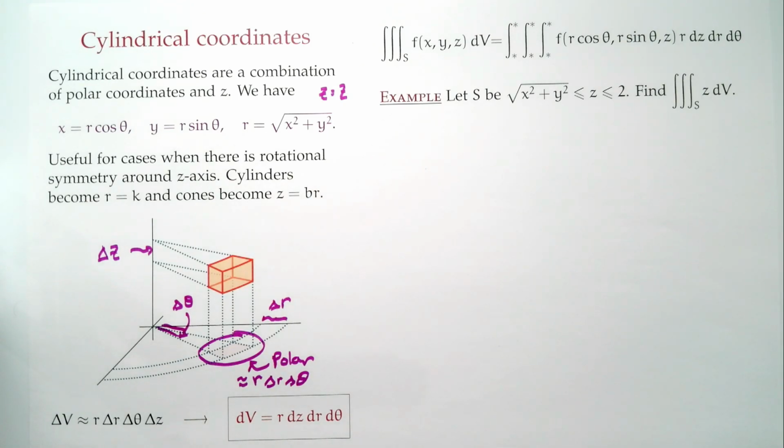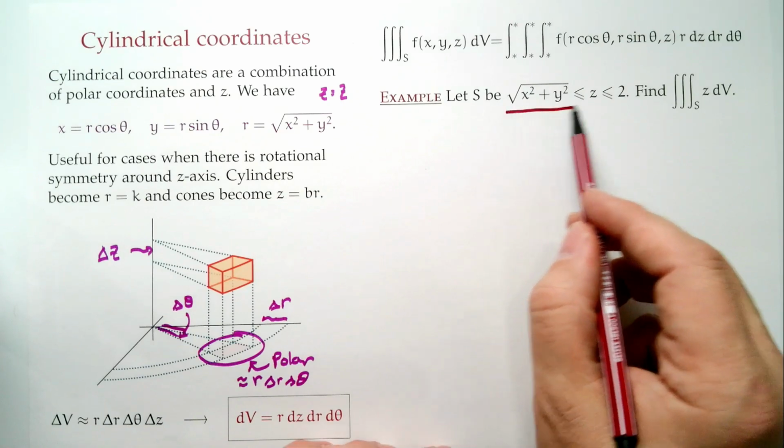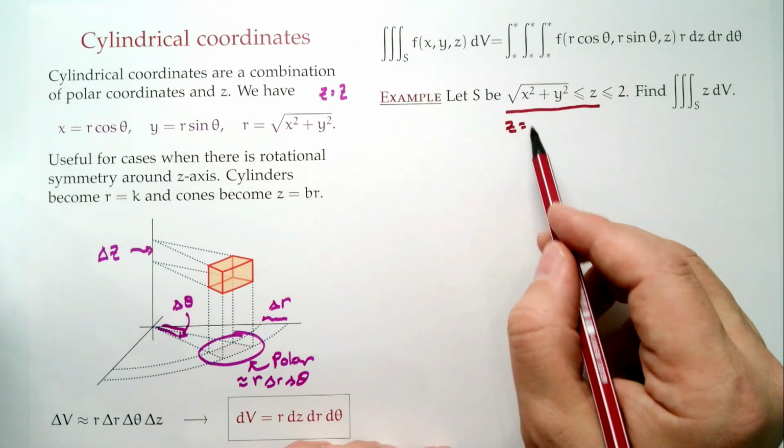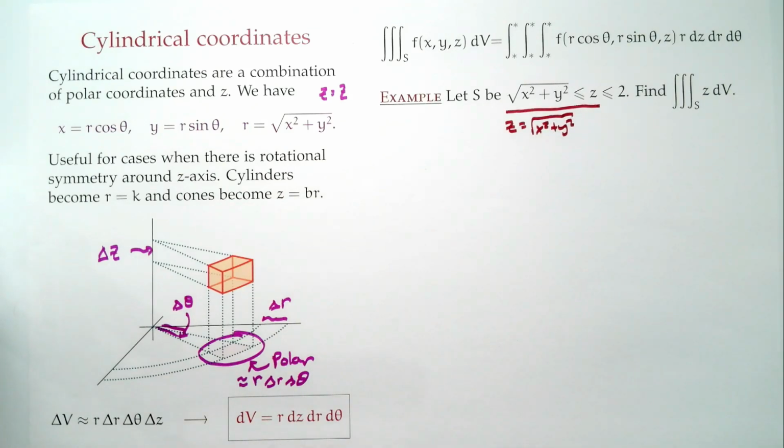So let S, and here S is a solid, be the set where the square root of x squared plus y squared is less than or equal to z, which is less than or equal to 2. Find the integral over this solid of z dV. All right. Well, let's see if we can understand what this solid looks like. So there's two pieces here. Z equals the square root of x squared plus y squared. Do we know what that looks like?